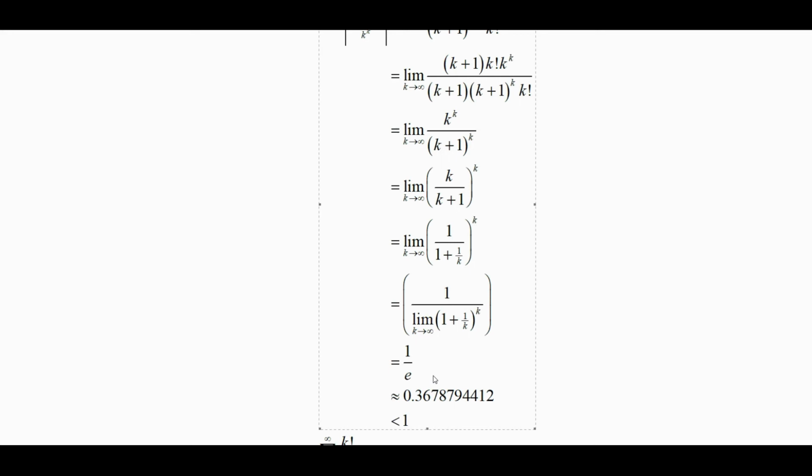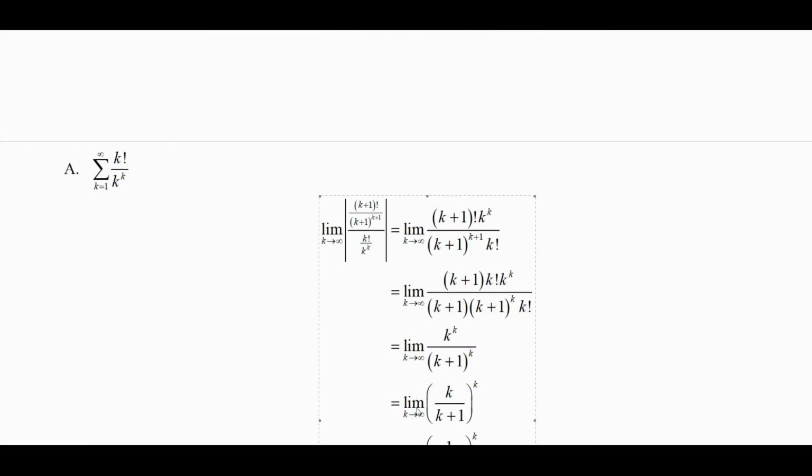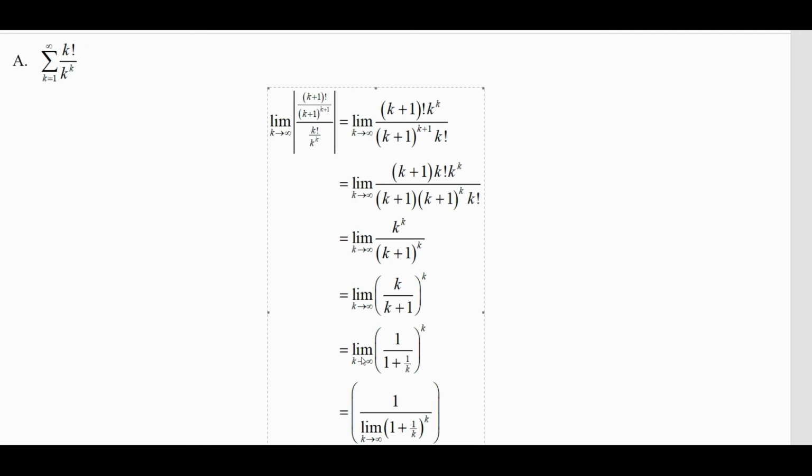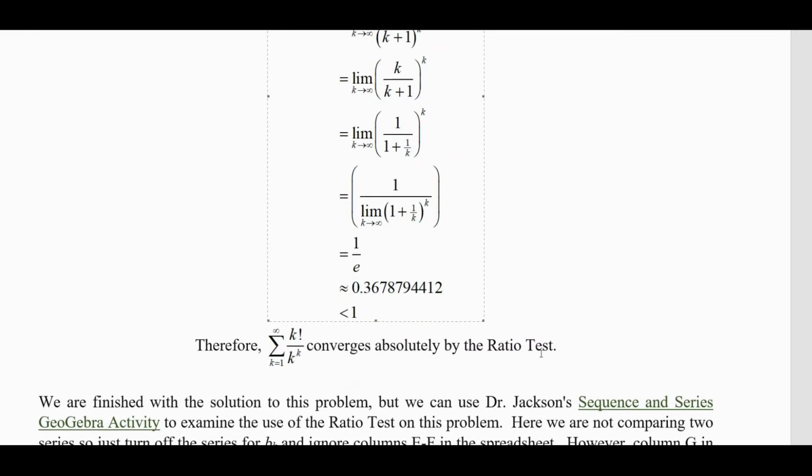It's around 3, like pi is. It's a little less than 3, about 2.72 something. Okay, but in any event, 1 over that is a number. Here's approximately what it is, but it's less than 1. That's the key. And of course, since that's less than 1, this series must converge absolutely by the ratio test.